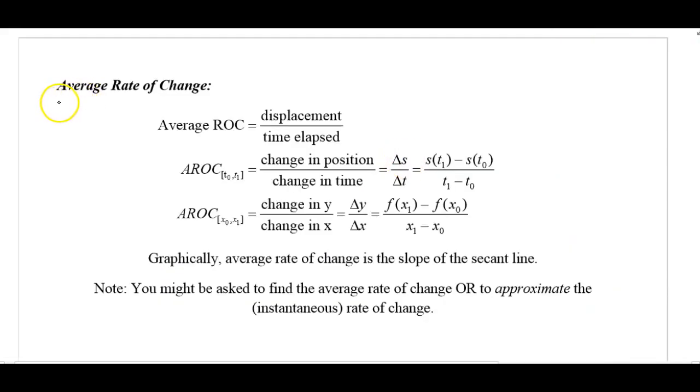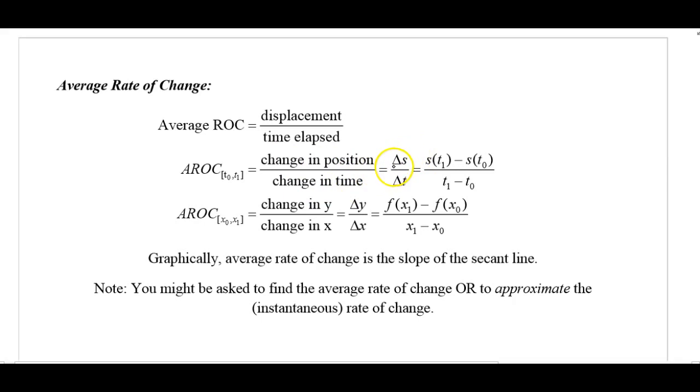Alright, let's formally summarize the results of an average rate of change. So the average rate of change, often abbreviated ROC, is defined to be the displacement over time elapsed. So displacement is different than distance, and we will discuss the difference between the two in a moment. We can also think about the average rate of change over the time interval from t0 to t1 as the change in the position over the change in time.